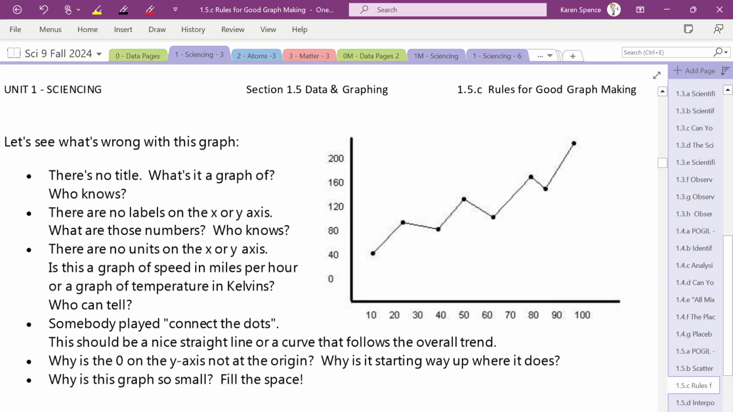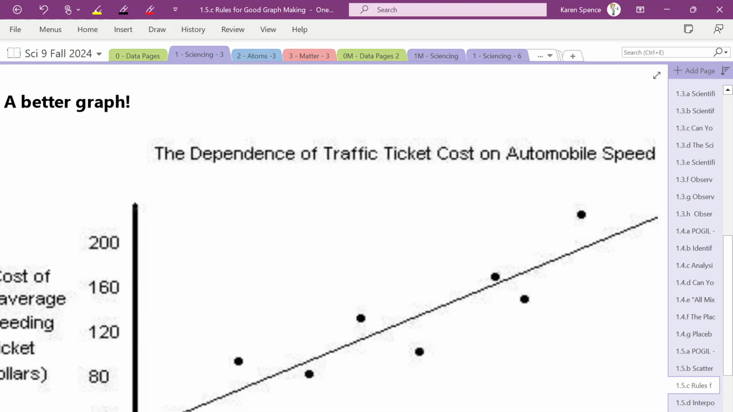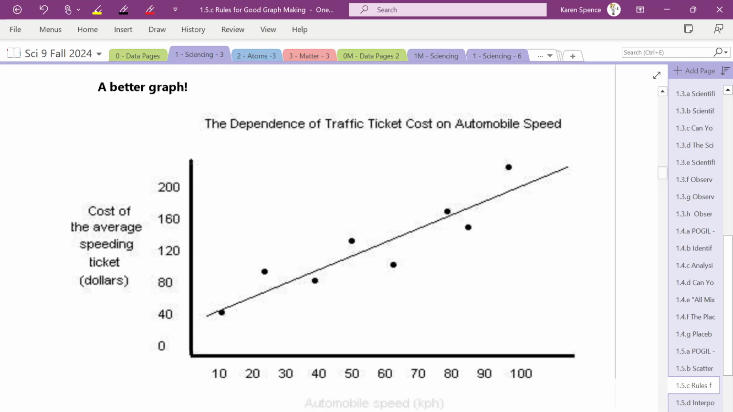So there's no title, there's no labels, there's no units. They played connect the dots. Why is 0 not at 0? And also, why is the graph so small? If you have the option, you would make it much bigger.